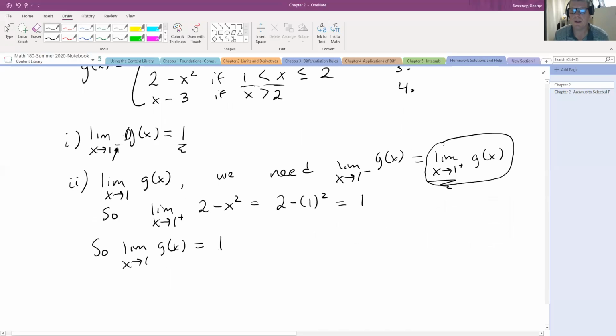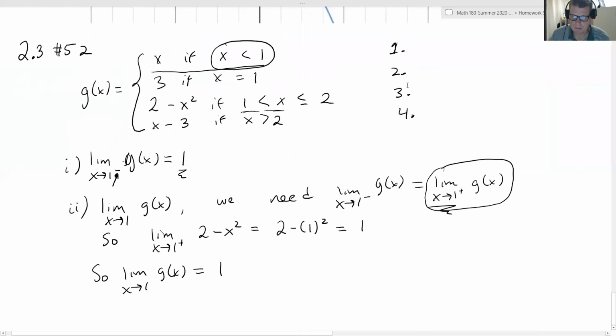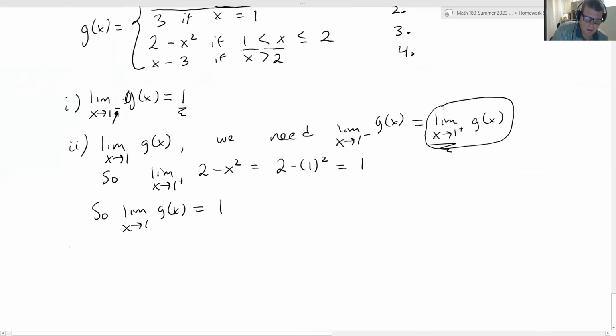All right, we've got those two. They actually match, so that equals 1. And we have to do that because this is a piecewise function. In normal functions, we'll still have to check the positive side and the negative side, yeah.